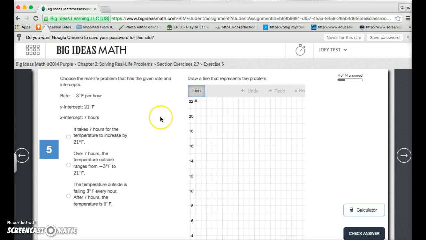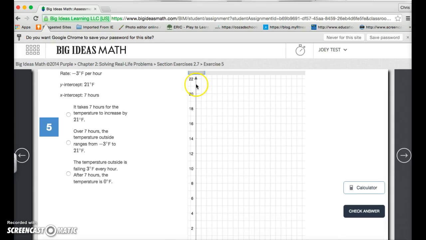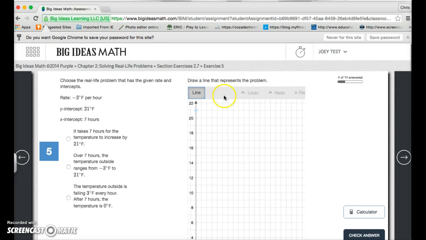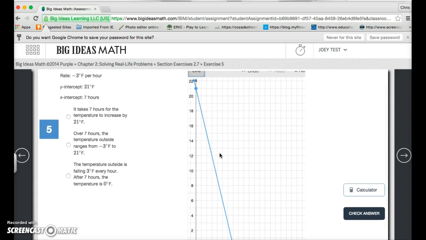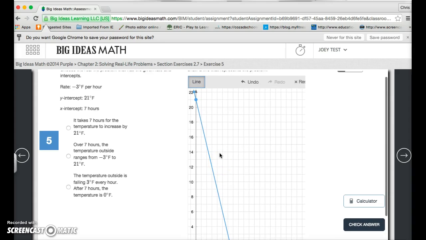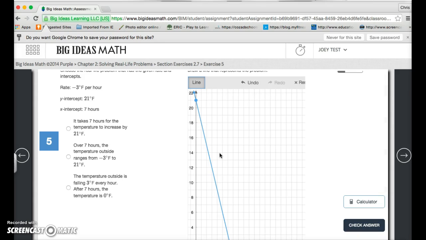So plot the intercepts again. Our y-intercept is at 21 degrees Fahrenheit. Our x-intercept is at 7 hours. Here's our line. It's a negative line. The rate is a decrease of 3 degrees Fahrenheit per hour. It says right here for the rate.